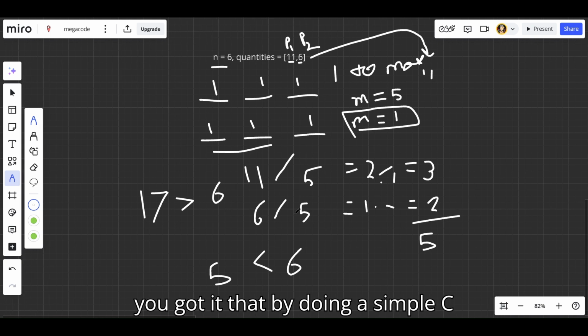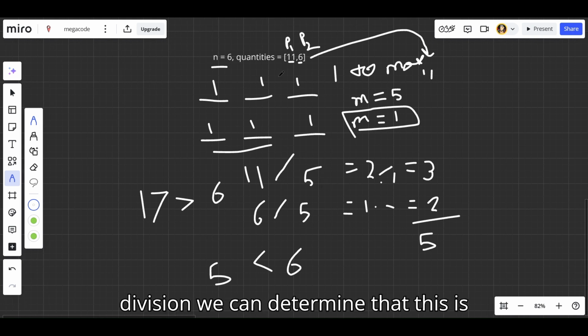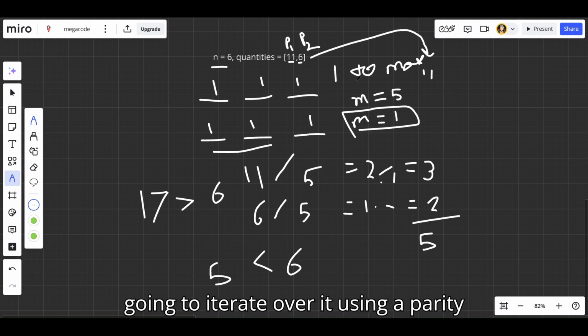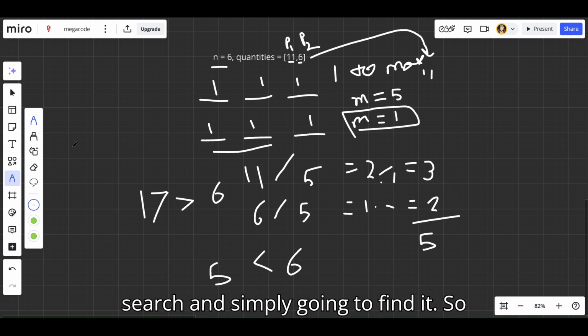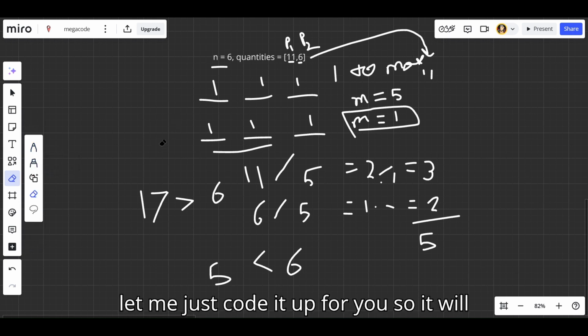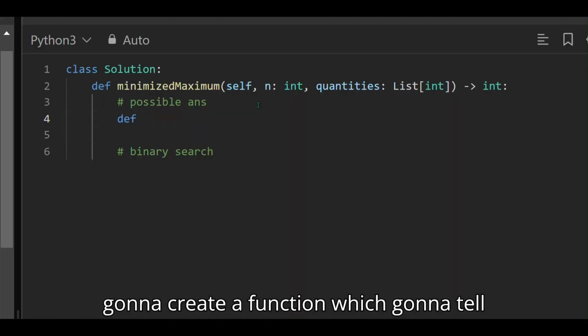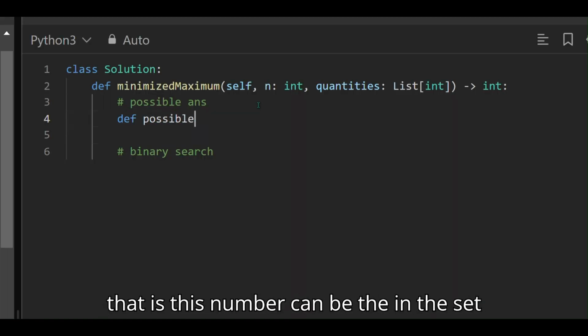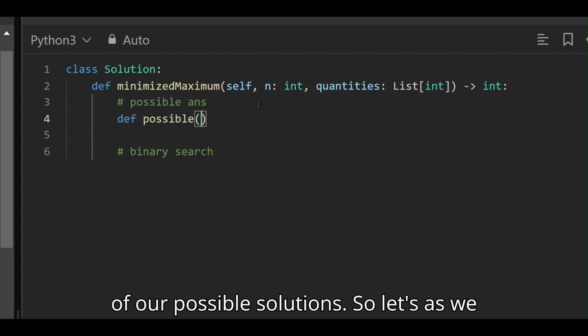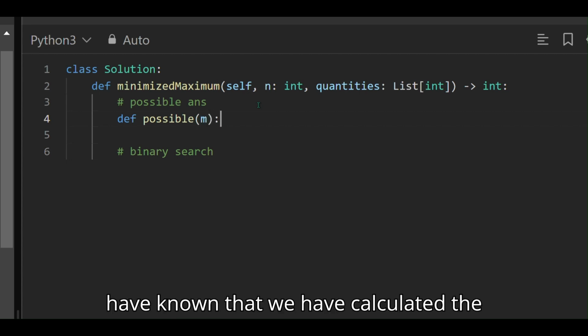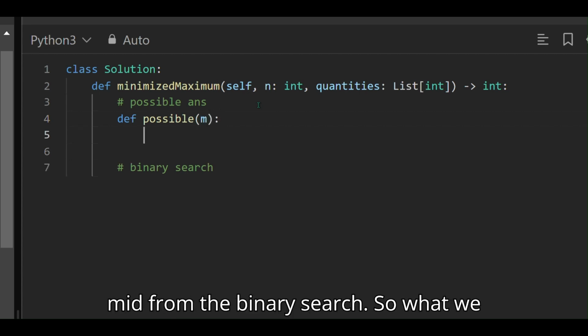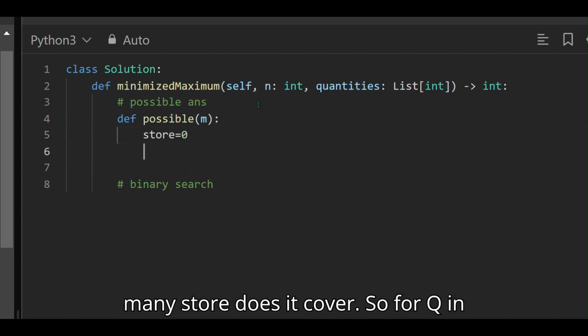So hope you got it: by doing a simple ceil division, we could determine that this is a possible solution. Now we are simply going to iterate over it using a binary search and find it. Let me just code it up for you so it will be more clear. I'm going to create a function which tells whether this number can be in the set of our possible solutions. We have calculated the mid from the binary search, so we can simply check how many stores it covers.